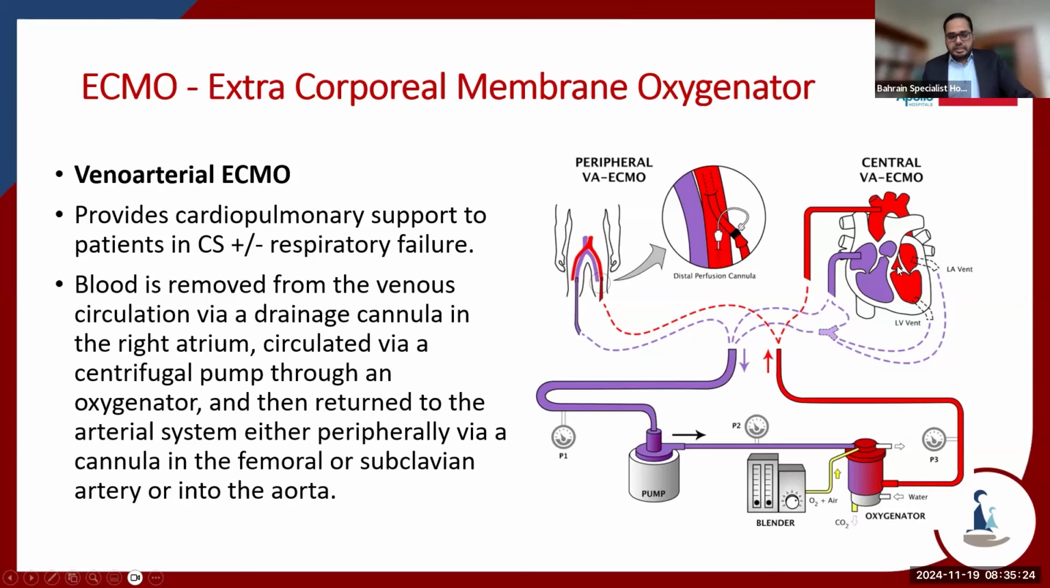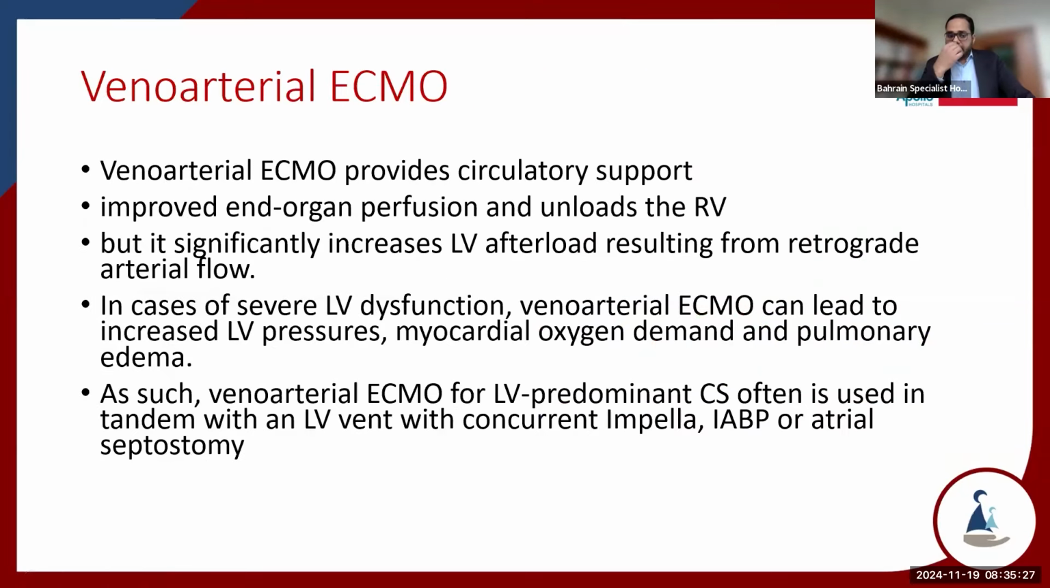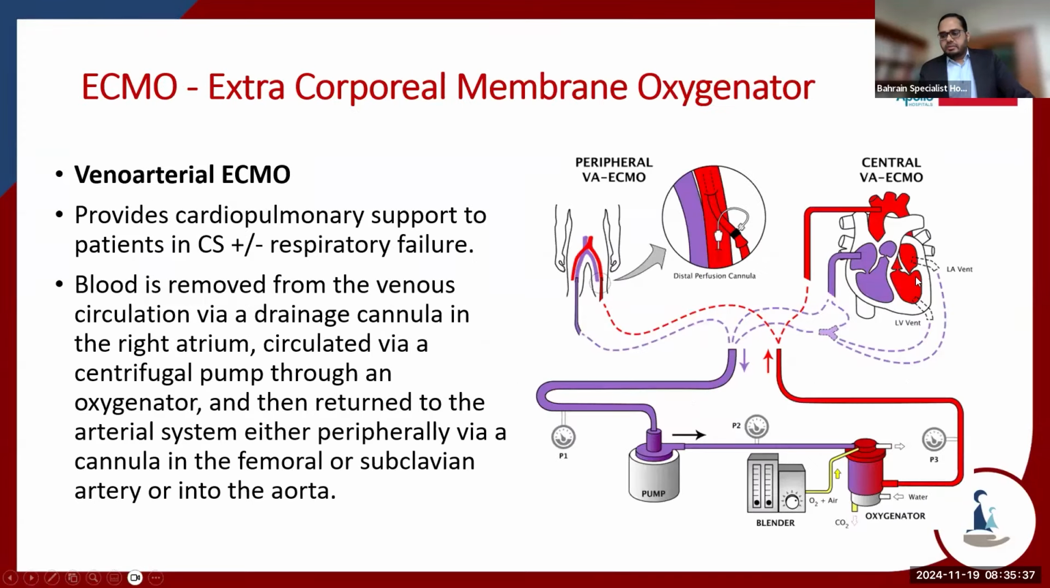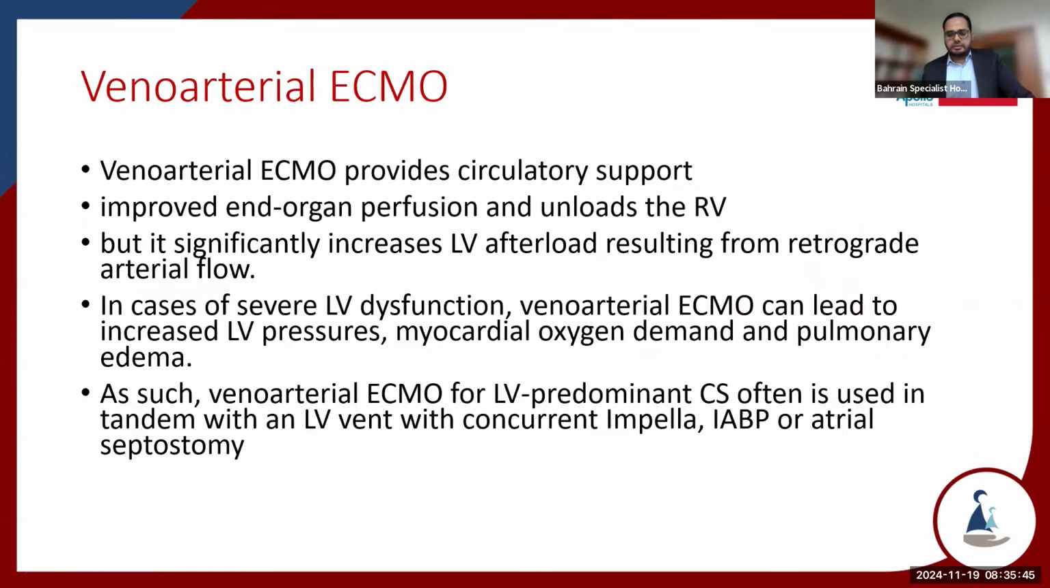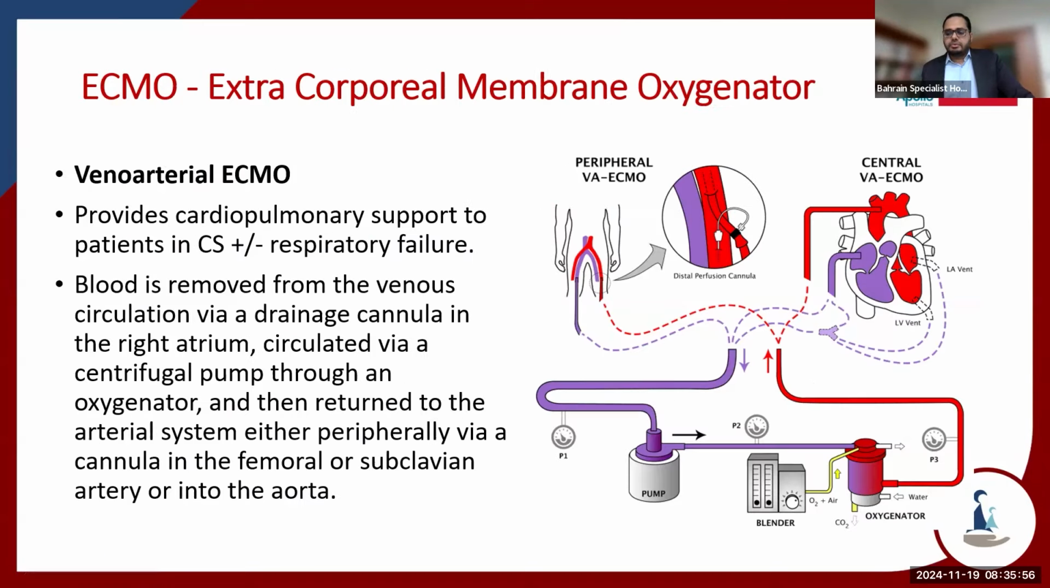So the advantage is oxygenation, of course. It provides circulation, oxygenation, and improves end organ perfusion. It unloads the right ventricle more than the left ventricle. But if the patient has severe LV dysfunction, the LV is compromised, so there will be a lot of blood going into the left atrium, and from the left atrium into the left ventricle. And that can precipitate what we call increased pressures in the LV, and increased oxygen demand. So for this reason, if a patient has LV dysfunction and veno-arterial ECMO, you need to put in another device to unload the left ventricle, which is usually an Impella again.